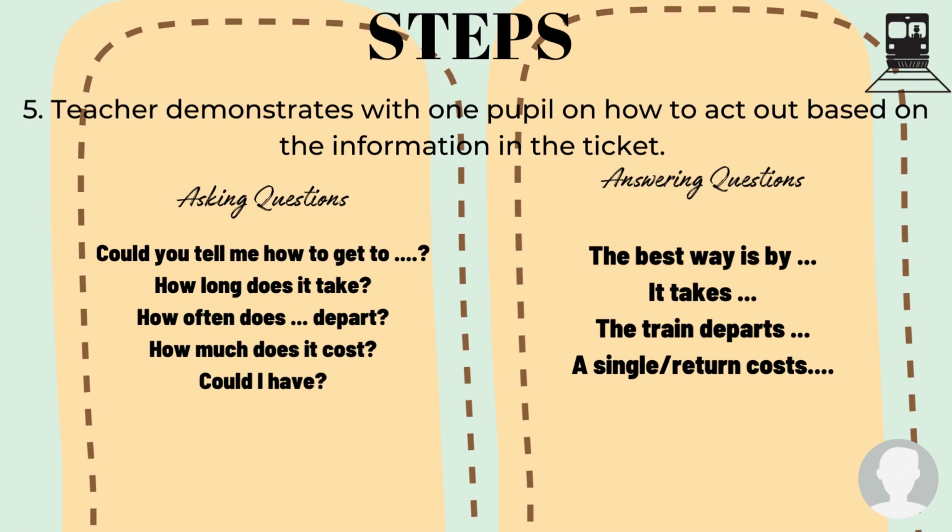Okay, for the fifth step, here is where the teacher demonstrates how to act out the information in the ticket. Since the pupils are doing role playing, one person will become the person asking questions and the other person will answer the questions, which is the Miss or Mr. Conductor. An example of a question can be asked: could you tell me how to get to Miri? And the conductor will answer, the best way is by using a plane.